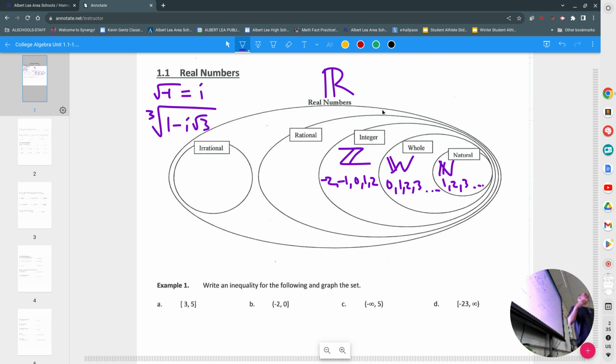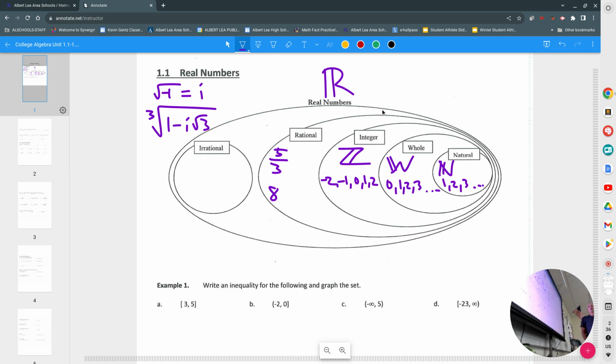Rational numbers. What is the root word of rational? Ratio. And ratio makes you think of what kind of numbers? Fractions. A rational number is any number that can be expressed as a fraction. So 5/3 is a rational number. Can the number 8 be expressed as a fraction? Yeah, 8/1, 16/2. So the number 8 is also a rational number. Notice it's also an integer and a whole number and a natural number.